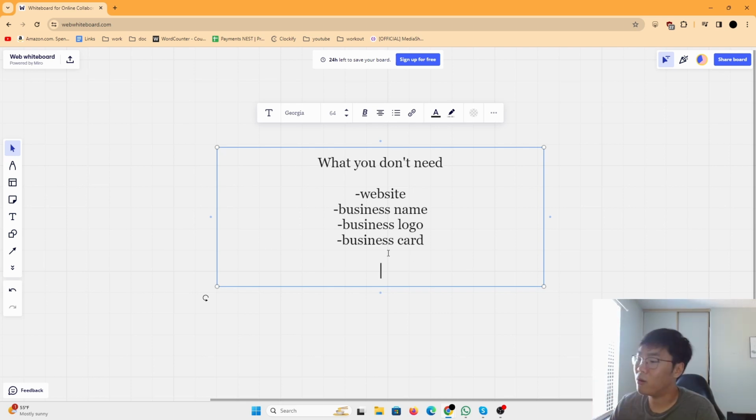I'm just trying to get rid of all these time-spending things that are going to keep me from actually getting started and doing outreach. You want to do outreach as fast as you possibly can. Just do all the things that you need to do, and then factor out the things that you don't need to do so that you can get started on outreach. That should be your goal, your mindset. But yeah, website, business name, business logo, card, you don't need.